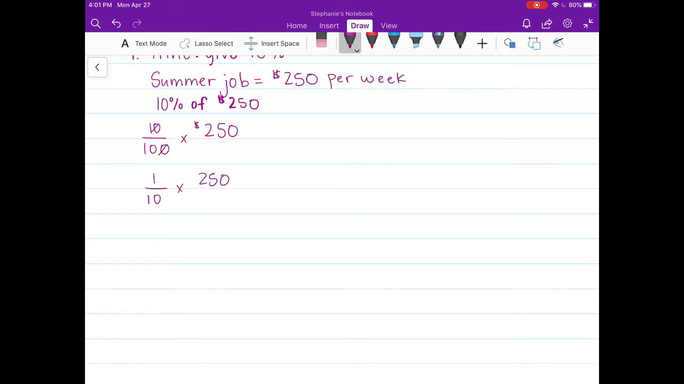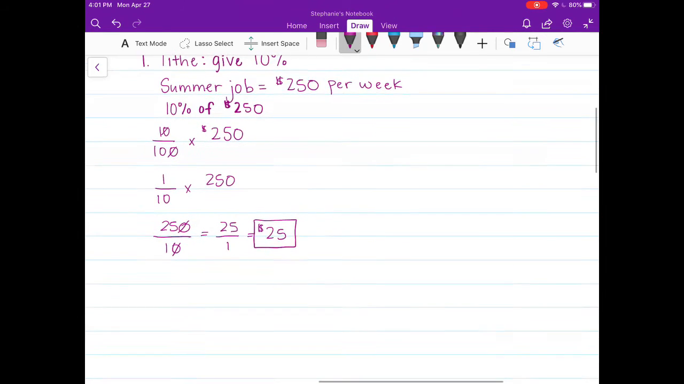I know that 250 times 1 is just 250 over 10. And then I'll go ahead and simplify that fraction by getting rid of the zeros, and I have 25 over 1, which equals 25. So there I have it. $25 is 10% of 250. That's what I would be tithing.